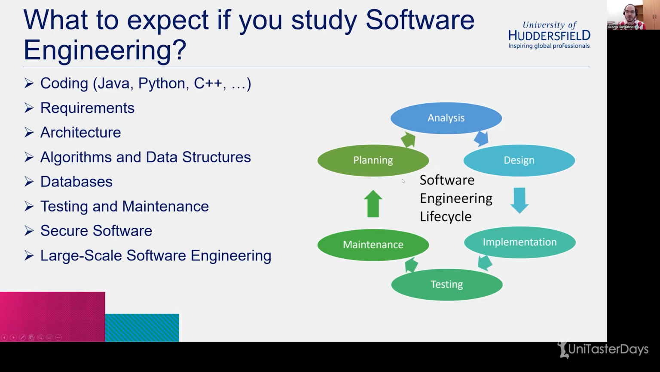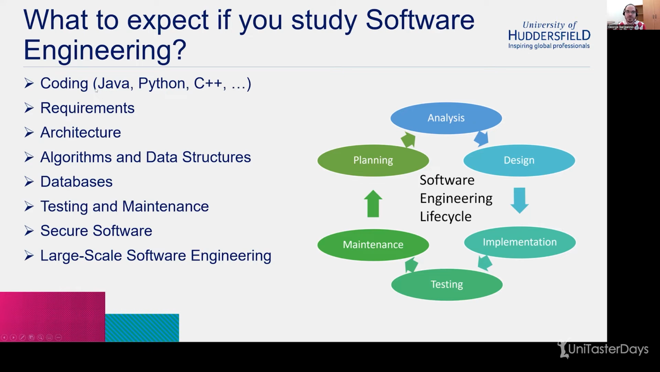So we would start with planning a solution, analyzing the requirements of the client, design a solution, implement it using a programming language, test it to make sure that it works, and maintain it to make sure that it works for as long as it's necessary. And then we'll go into that loop again for the next version and the next version of a software. So all of the modules in a software engineering course at university help you gain skills across all of these 6 phases in the life cycle.